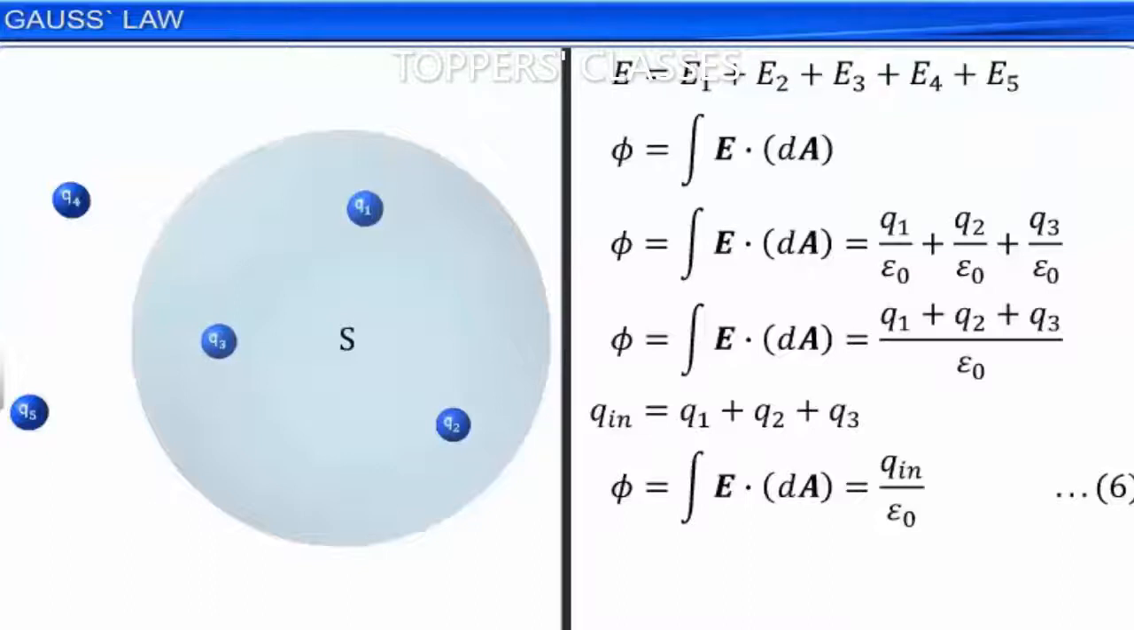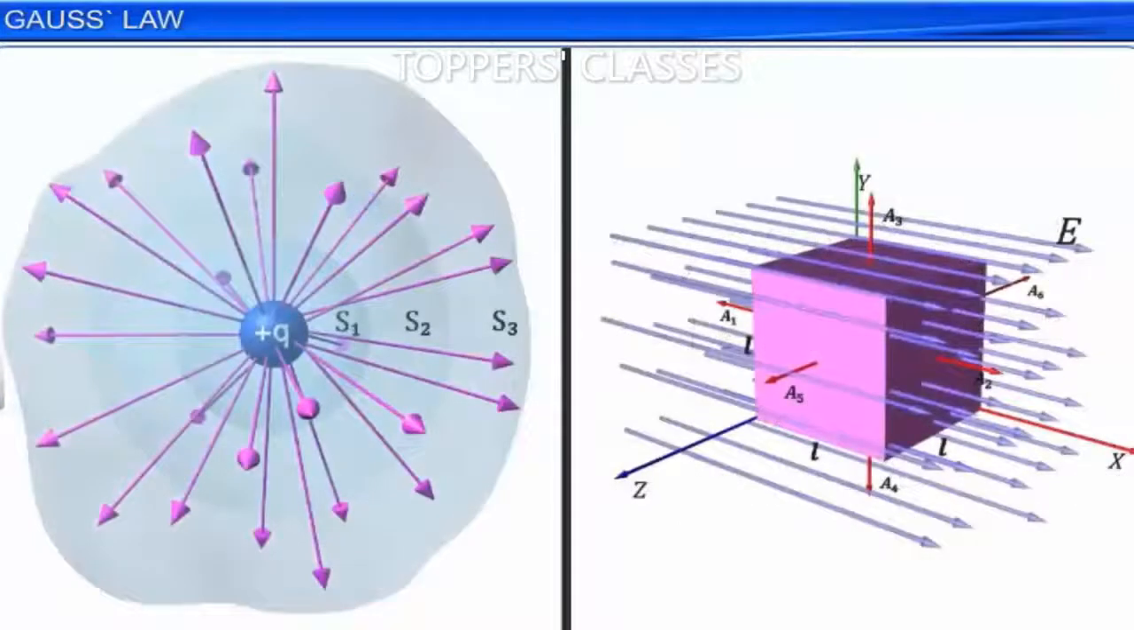In principle, Gauss law is used to calculate the electric field strength E due to a system of discrete charges or even a continuous charge distribution. From the above observations, we can look at some important points regarding Gauss law. Gauss law is applicable to any closed surface of any arbitrary shape.